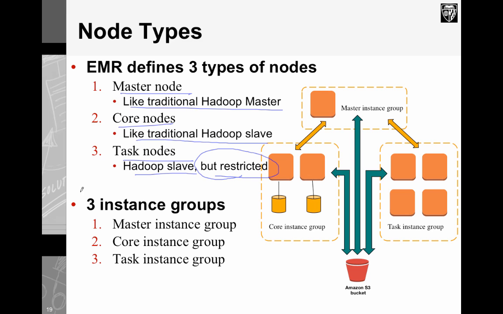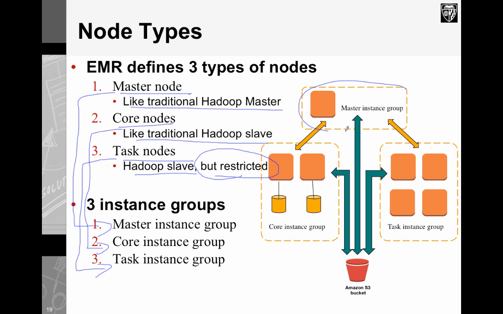And for each one of them, there is actually a group. For the master node, there is the master instance group. For the core nodes, there is the core instance group. And then for the task node, there is the task instance group. It's always good to configure things in terms of groups, because then you can administer them as groups. And so that's what I'm trying to show you over here.